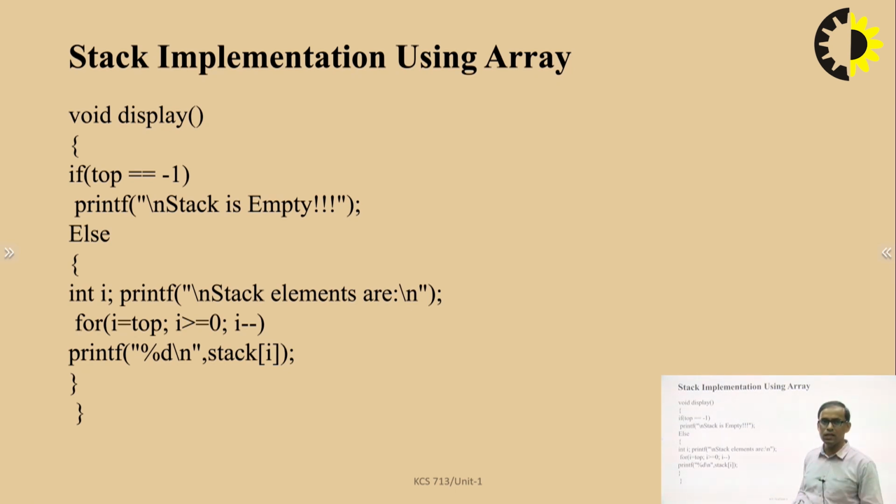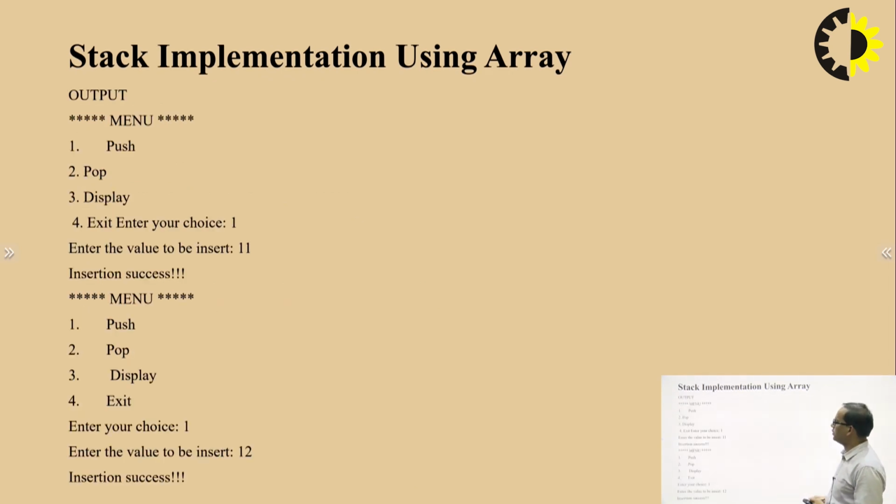Suppose we have inserted 10 elements in the stack. So at first the element or value which is stored at location 9 will be printed, because the last element is stored at the 9th index. Then the value of i will be 8, decreased by 1, then the element stored at the 8th index will be printed. So in this way all the stored elements are printed from the 9th position to the 0 position. This is the output.